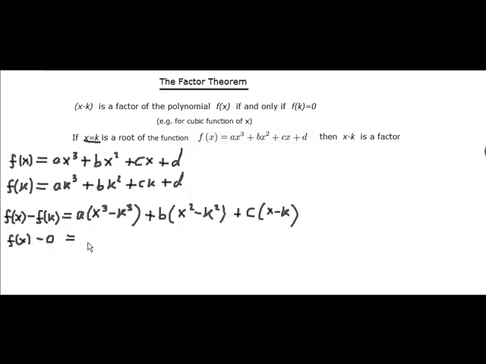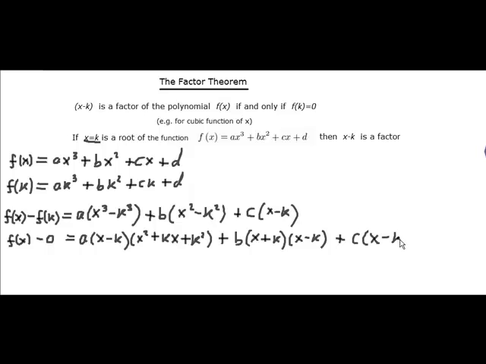And we can also factorize further on the right hand side. a into, there's a formula for x cubed minus k cubed. It's not in the table, so you're going to have to learn this formula. It's x minus k into x squared plus kx plus k squared. We'll do the same here. b into x squared minus k squared is the difference of two squares, so it's x plus k by x minus k. And finally we have c into x minus k.